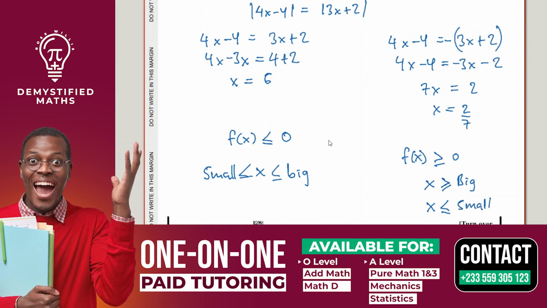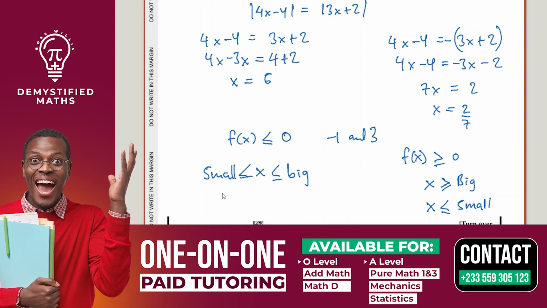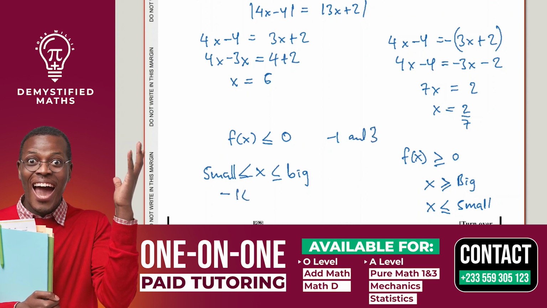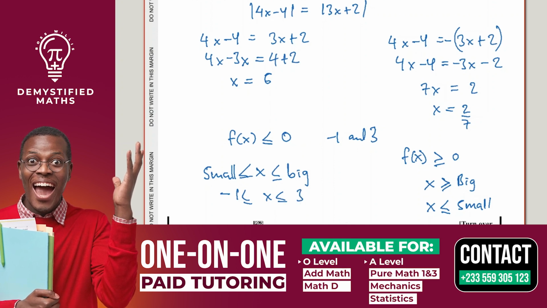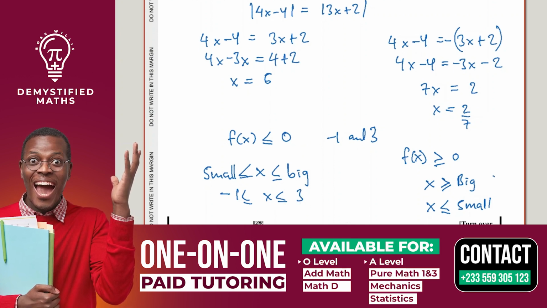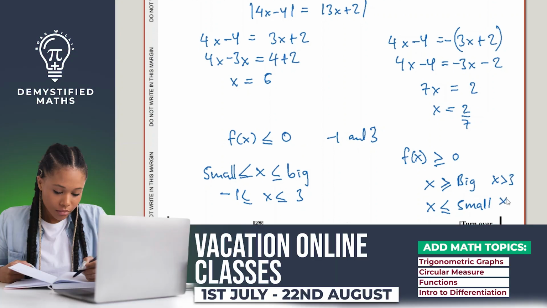So let's say if I have -1 and 3, it will look like this. The smaller one is -1 and the big one is 3, right? And here it will look like this. X is greater than 3, x is less or equal to -1. Now this one also holds for your normal greater than without the equal sign. So we are going to apply this one here.